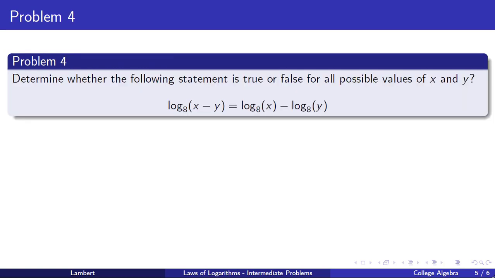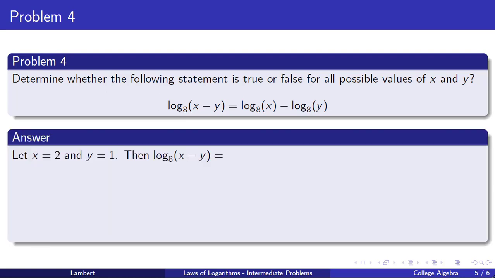Okay, moving to the fourth problem. Let's determine whether the following statement is true or false for all possible values of x and y. So we have the log base 8 of x minus y equals log base 8 of x minus log base 8 of y. So what happens here? Well, most people think that the logarithm actually distributes. Well, you can see pretty easily that it actually doesn't.